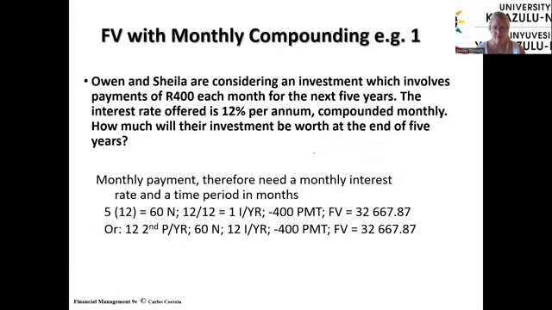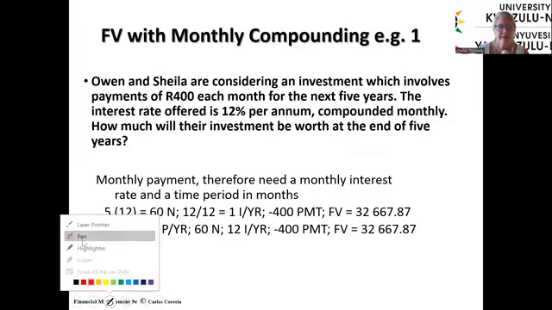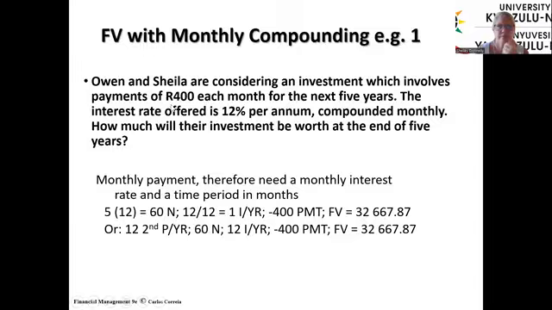Here's a future value with monthly compounding example. And we've got 2 examples coming up. This couple are considering an investment which involves payments of 400 each month. Okay, months, years. Interest rate is 12% per annum compounded monthly, so that's good. How much will the investment be worth at the end of 5 years? Okay, so important to note that the payments are monthly.